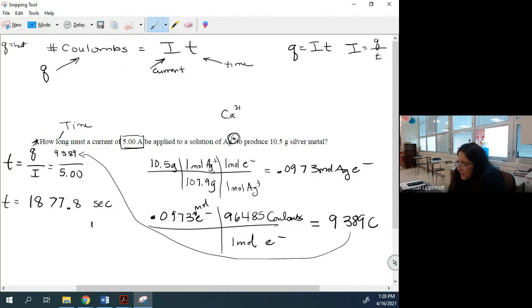And then if they had asked for minutes, all you'd have to do is divide that by 60, because our answer key is given to us in minutes. So there's our value in minutes. Good? Make sense? Okay.